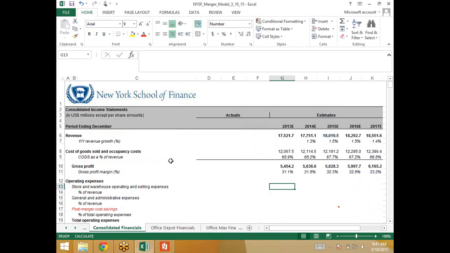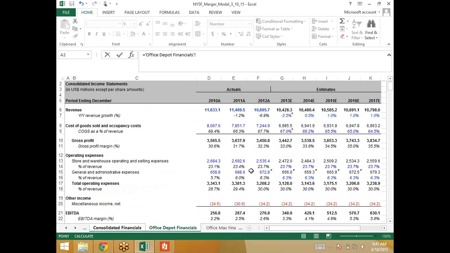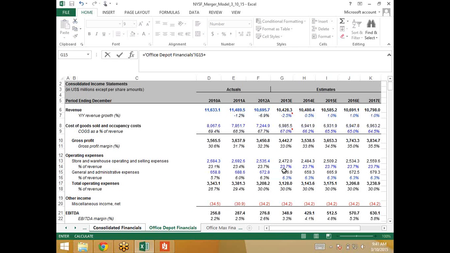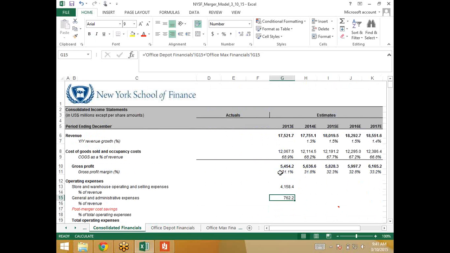So in this case, it was easy for us because we have line items that clearly match. Store, warehouse, operating, and selling equals Office Depot store, warehouse, operating, selling, plus Office Max store, warehouse, operating, selling. And same thing with general and administrative. I'm going to have Office Depot general and administrative plus Office Max general and administrative.